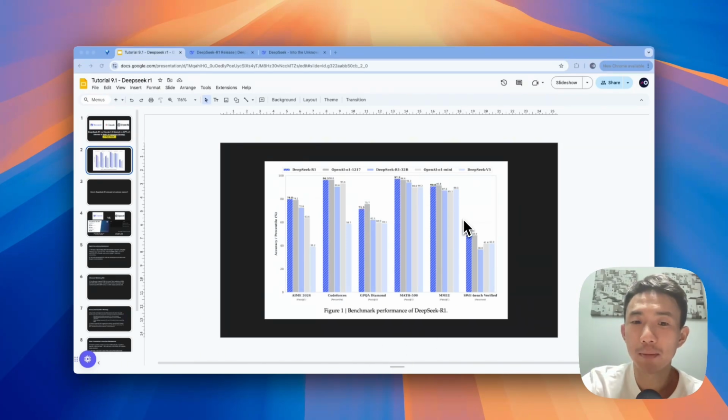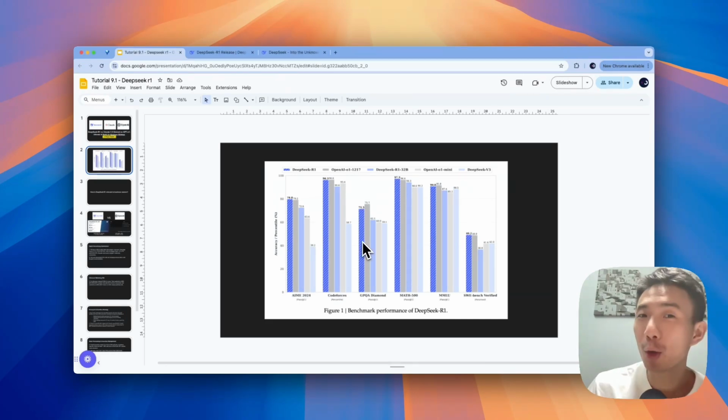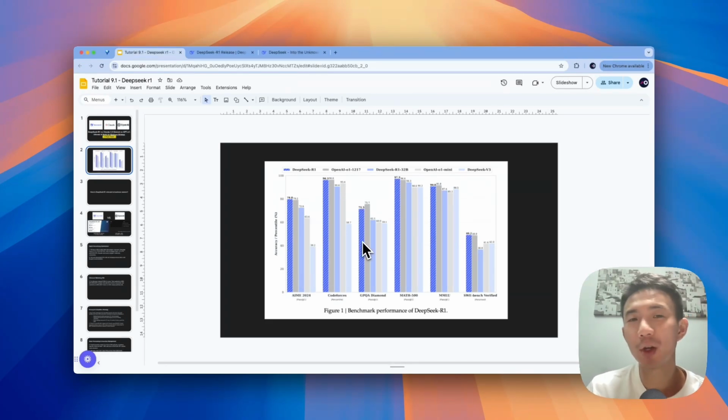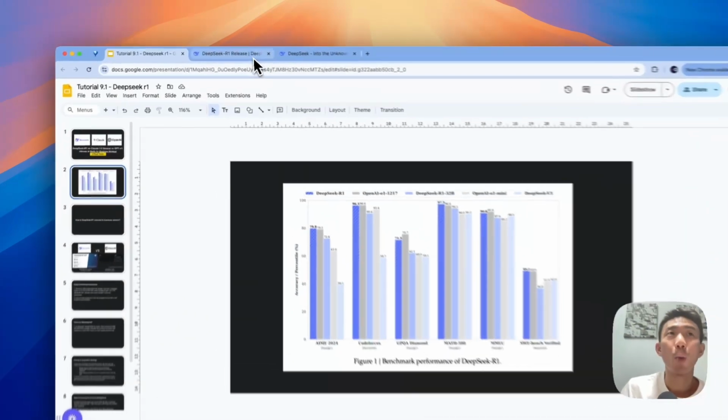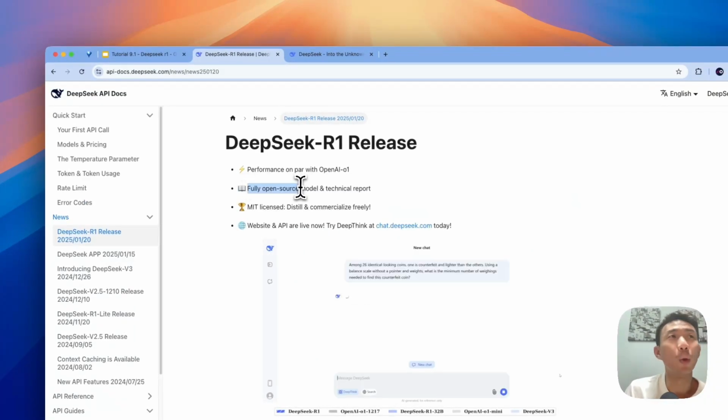And the last one is SWE-bench Verified, a software engineering benchmark with verified tasks, like fixing bugs or adding features to real-world software projects such as GitHub repositories. It performed slightly better than OpenAI's O1 model. After talking about the benchmark performance of DeepSeek-R1, we can see that it is really comparable to OpenAI's O1 model on reasoning, mathematics, even coding, etc. And what's even better is that it is fully open sourced.